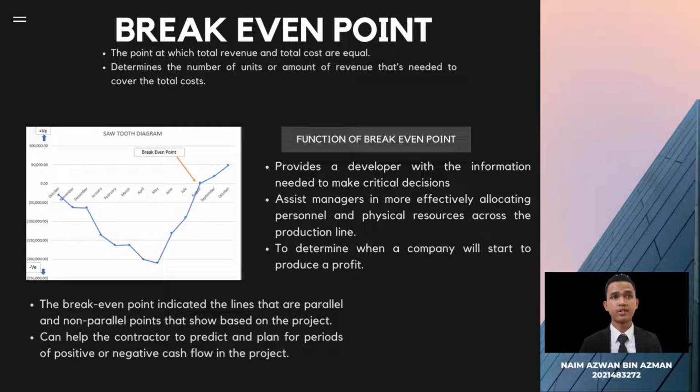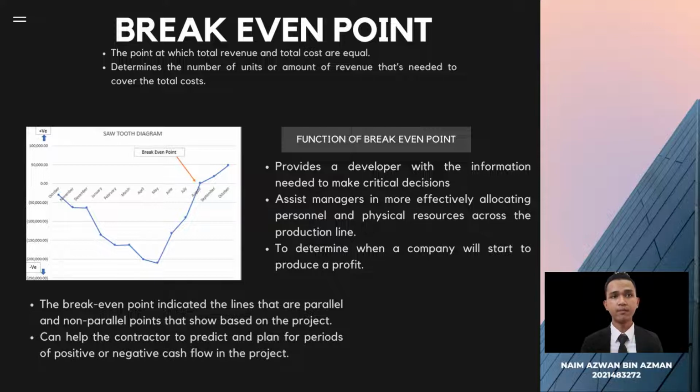For the first, which is the break-even point, in general, the break-even point is known as the point at which total revenue and total costs are equal. In simpler words, the break-even point is to determine the number of units or amount of revenue that is needed to cover the total costs. Furthermore, the break-even point gives many functions for construction players or developers, providing the information needed to make critical decisions about pursuing a specific project.